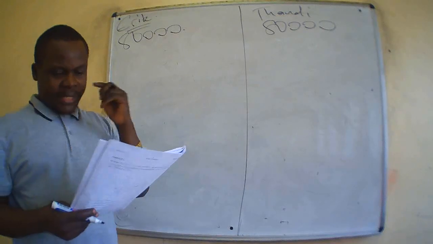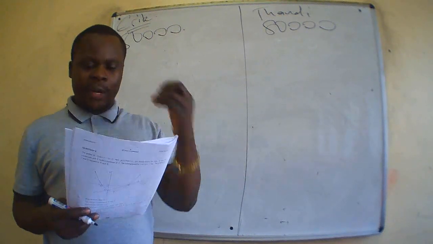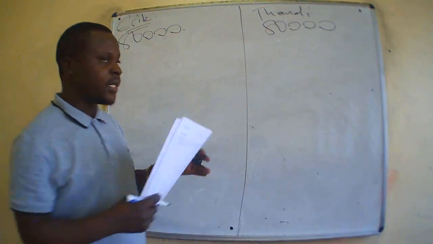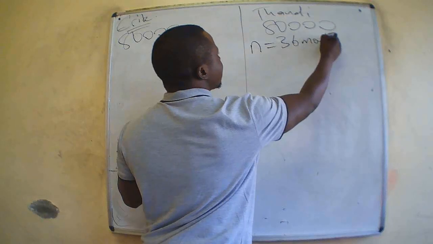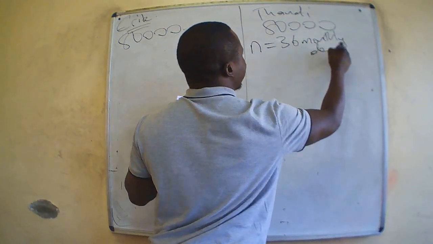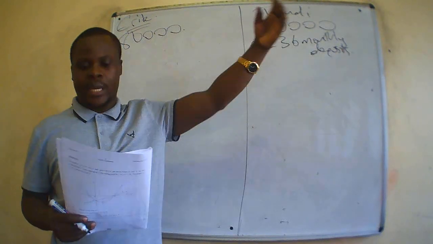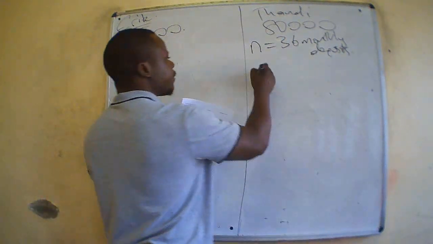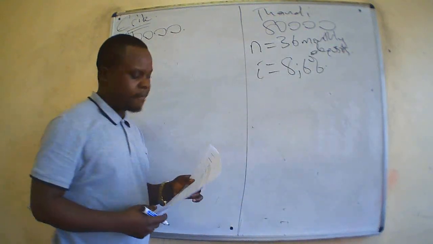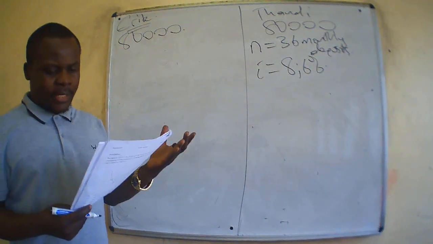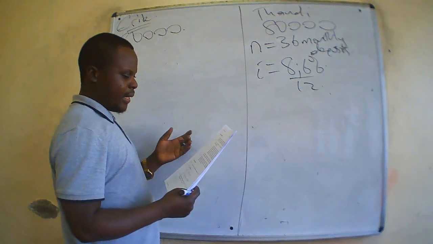For Tandy, she decides that she will start saving at the end of January. She will make 36 monthly deposits, which means N is 36 for Tandy. She's going to have 36 payments in an account. And interest for this one is going to be 8.6% compounded monthly, which means we shall divide by 12.